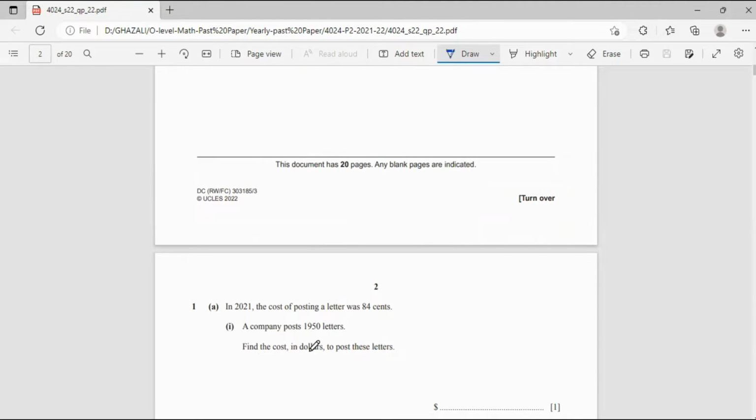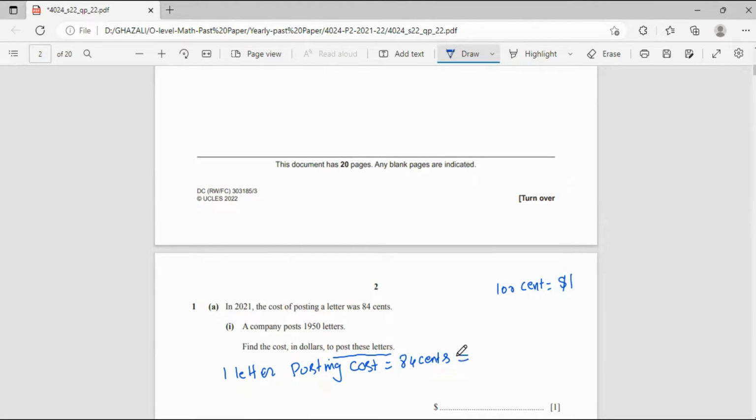We have to find the posting cost of the letters. Here, the given posting cost of one letter is 84 cents. Now we write it: one letter posting cost is equal to 84 cents. 100 cents equal $1. Firstly, we will convert cents into dollars.